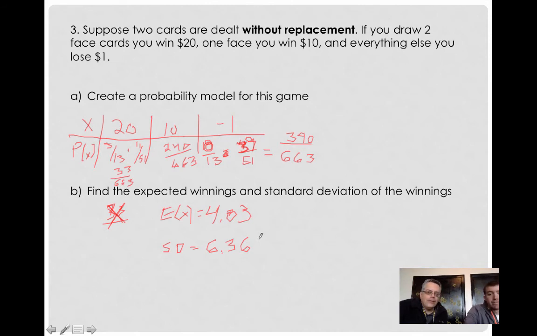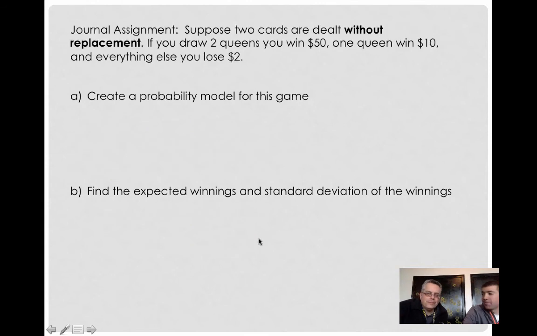All right. Wow, we flew through that. That looks so messy, but that's good math there. All right. Now it's their turn. So, given a very similar game, if you draw 2 queens, this is without replacement, you win 50. 1 queen, you win 10. Everything else, you lose 2. So create a probability model for this game. Follow our example very closely, I think you should be okay. Then use your calculator to find expected winnings and standard deviation.